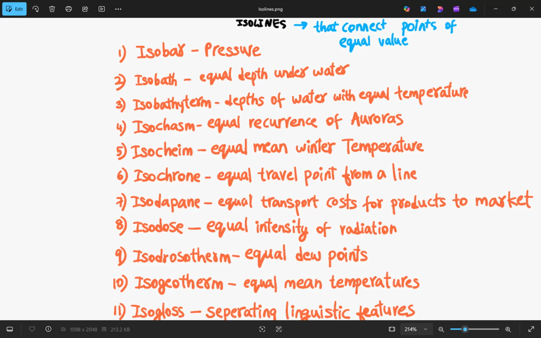So if this is the point, and this way we can go this far in a time interval, and this way this much distance in a time interval, and from this way this much distance in a time interval, so this is an isochrone that joins all the points that have equal time travel distance from a point. So this is what an isochrone is.